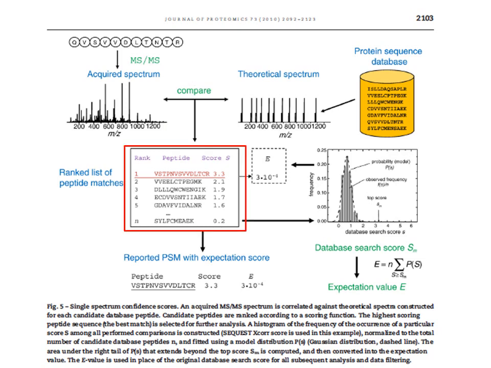To work out the expectation value for the top scoring sequence, we plot the frequency of scores and then calculate how far outlying the top score is, and this is what is reported. This is repeated for every MSMS scan until as many of them as possible can be assigned to a peptide sequence.